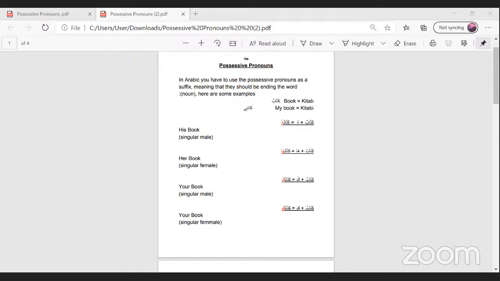Sorry, what was the second part? Is that your bed? Azalika sariruka. Excellent. No, this is his bed. La zalika sariruhu. Excellent.